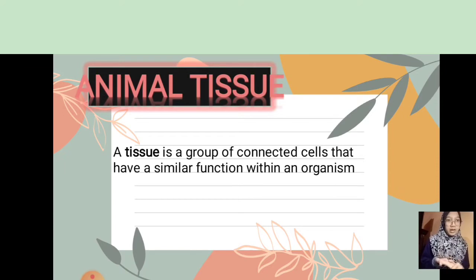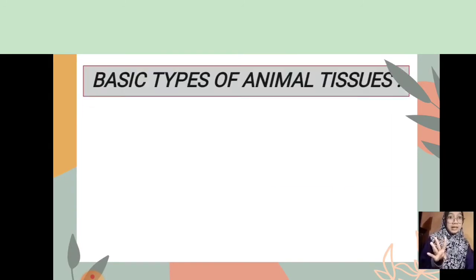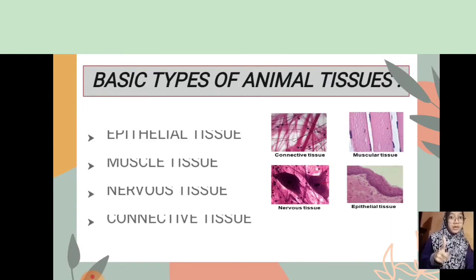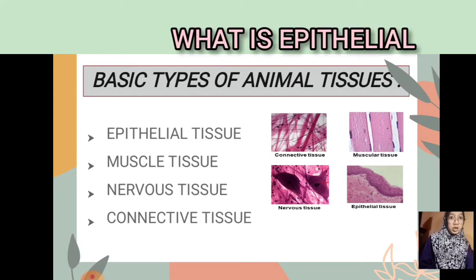which is epithelial tissue. Before we go more about our topic today, let's talk about animal tissue. First, what is tissue? A tissue is a group of connected cells that have a similar function within an organism. There are 4 basic types of animal tissue: first, epithelial tissue, muscle tissue, nervous tissue, and lastly, connective tissue. So here is the picture of these basic types of animal tissue.